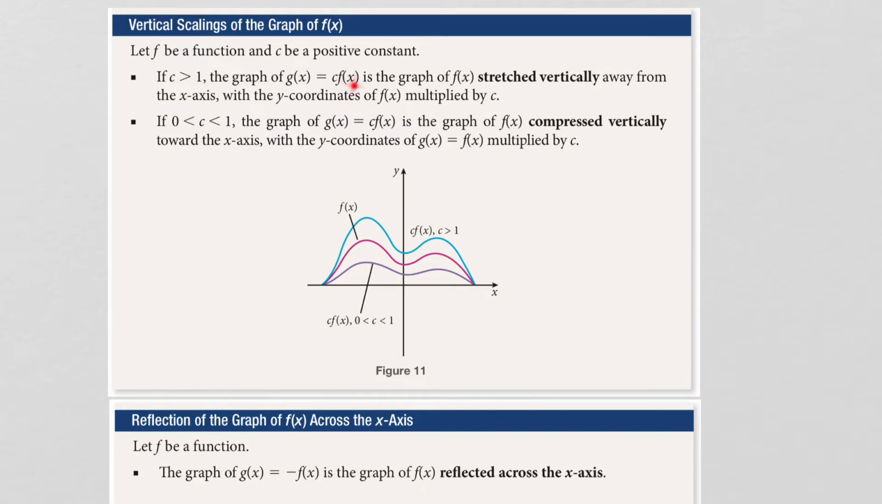So again, if I know the graph of f of x, multiplying by a number greater than 1 is going to stretch it by that factor. Multiplying it by a number that is less than 1 is going to shrink it by that factor. So let's go ahead and take a look at an example. And by the way, you'll see the language here. They'll say that when you multiply by a number bigger than 1, you are stretching the graph vertically. And when you multiply by a number less than 1, you are compressing the graph vertically.